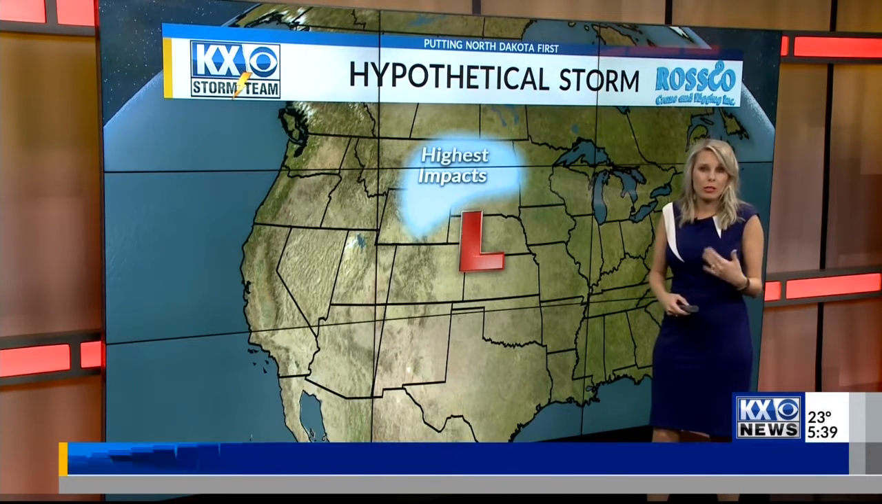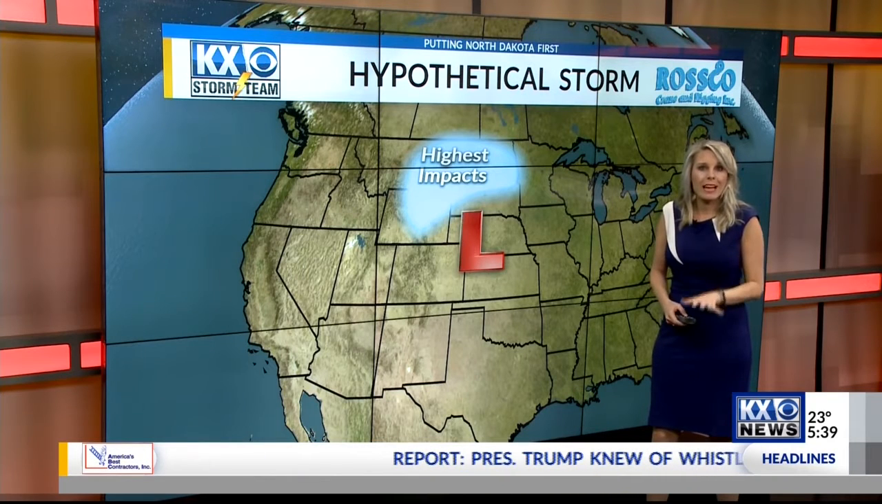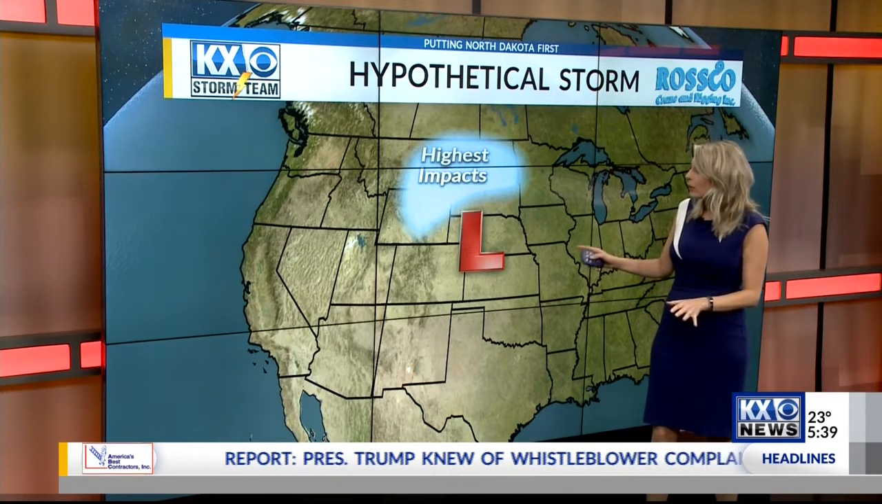But let's talk about the anatomy of a snowstorm. The very center is where the lowest of the pressure is in the entire system. The lower the pressure, the stronger the storm, and the windier the conditions. The highest impacts are typically north of the low. So when the low is south of us, that's when we get hit really hard.